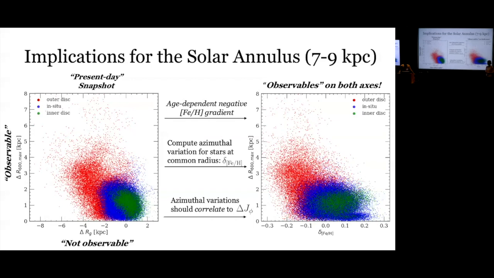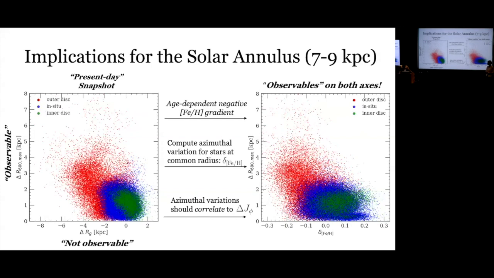Could you please explain why we would expect a correlation between these two quantities to come from the passage of Sagittarius? Why does it introduce a correlation between delta JR and delta J phi?